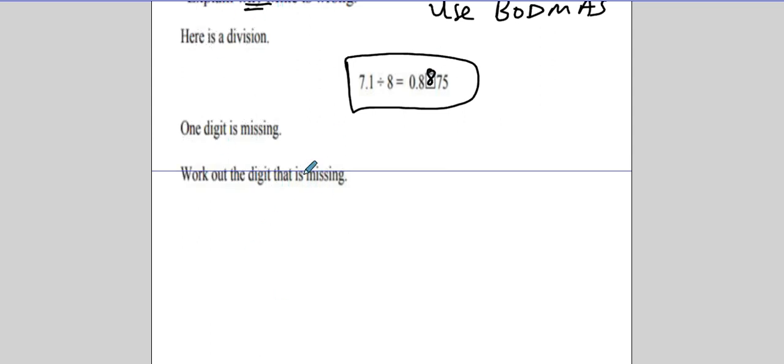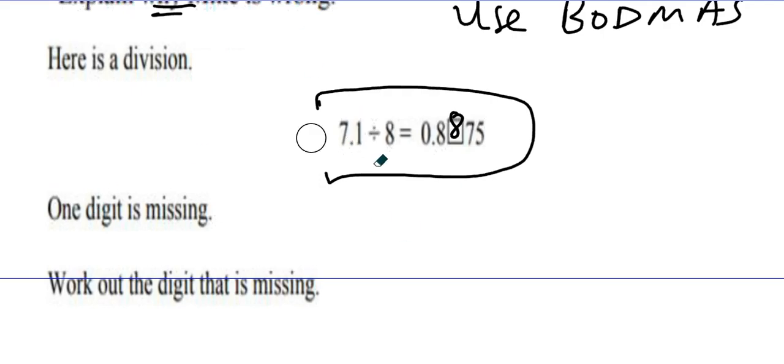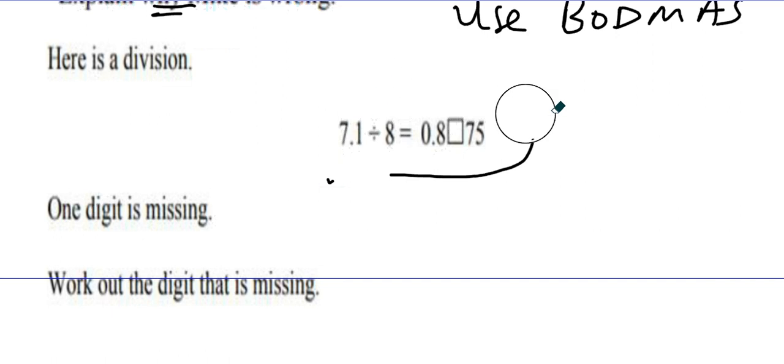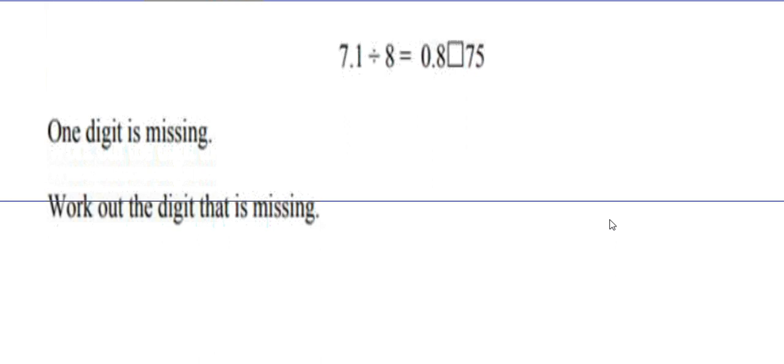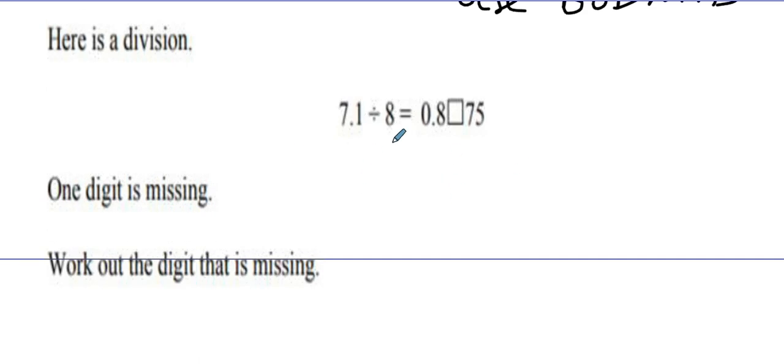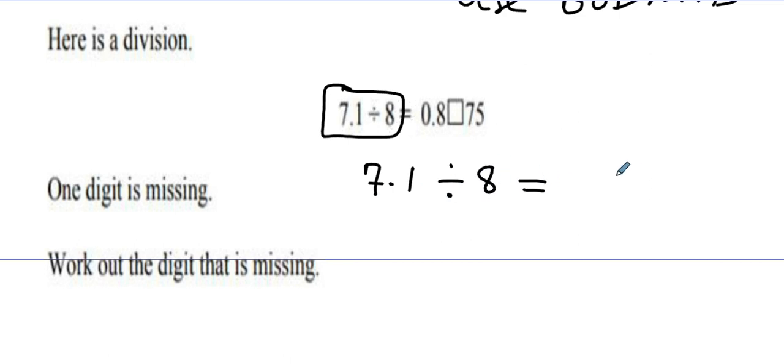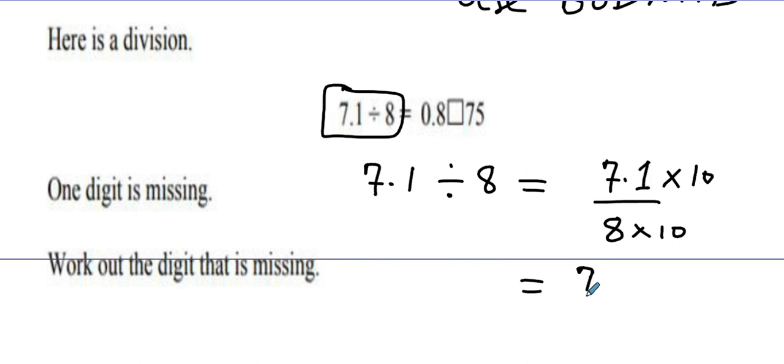Now suppose this question comes in paper 1, where we don't use a calculator. How will you do that? Don't panic. What we do is take this division, 7.1 divided by 8. Set this as a fraction first. This is 7.1 over 8. Take out this one decimal place by multiplying by 10 over here. 7.1 times 10 will be 71.